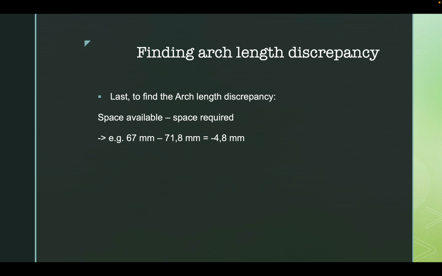And we also need to find the arch length discrepancy. The formula is space available minus space required. So for example, 67 millimeter minus 71.8 millimeter equals negative 4.8 millimeter, which means that there is not enough space in the dental arch to accommodate the erupting permanent teeth. And in this case, the child has 4.8 millimeter of crowding in the arch, which indicates that orthodontic intervention is needed.